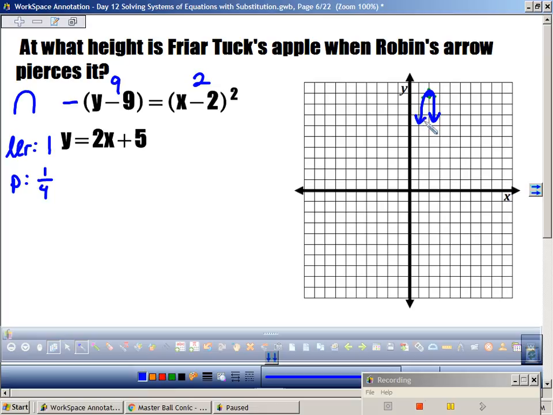Now let's do Robin's arrow. So Robin's arrow is y equals 2x plus 5. This one's a lot easier. 1, 2, 3, 4, 5. Up 2 over 1, up 2, bingo. We got it.